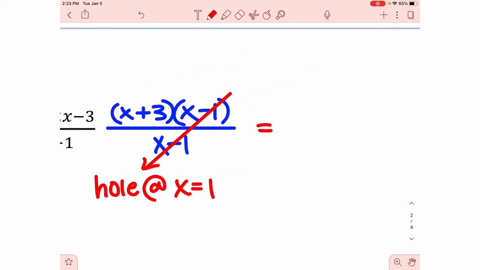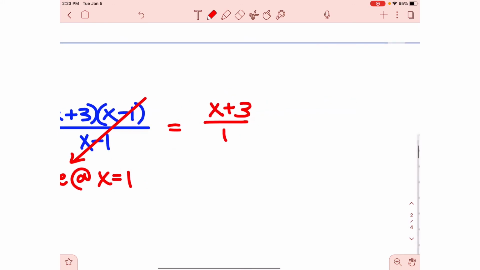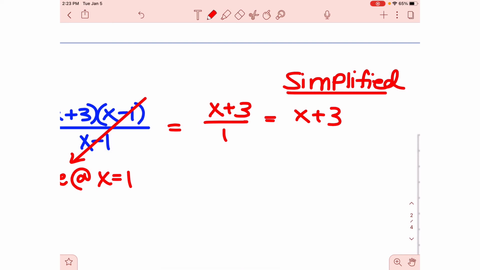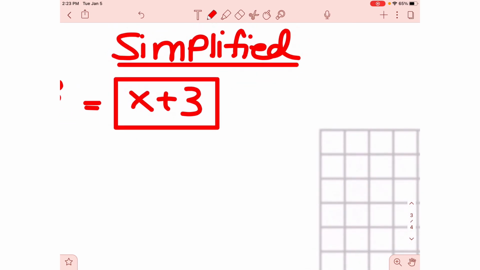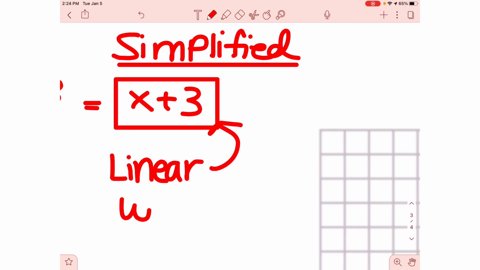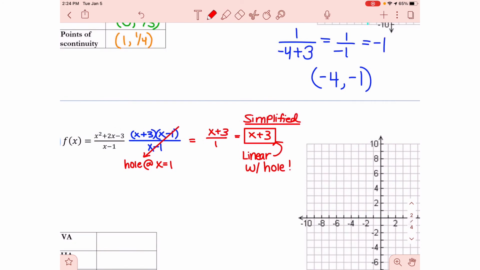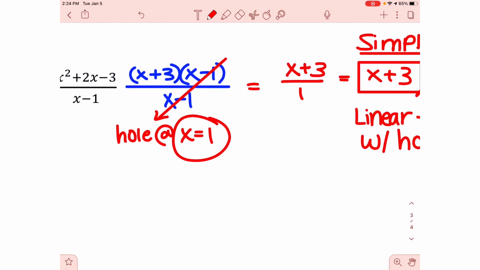But look at my simplified. Look at what's left over. What's left over is x plus 3 over 1, which is really just x plus 3. So this is the simplified version. And the simplified version is just a line. It's not a rational equation. There is no vertical asymptote. There is no horizontal asymptote. This graph is going to be a linear graph, but it's going to have a hole in it. So it's not just a line, it's a line with a hole. All right, the hole is going to occur at x equals 1.